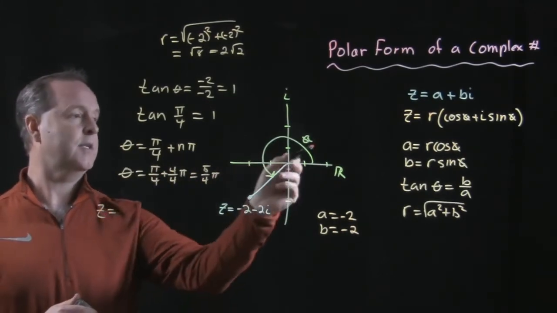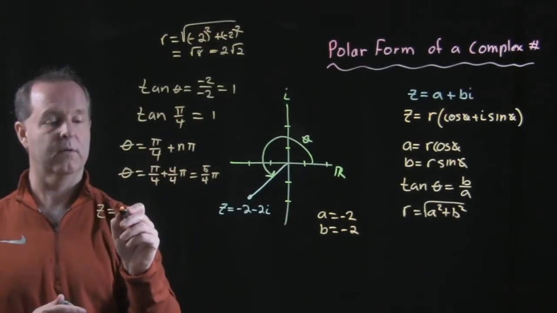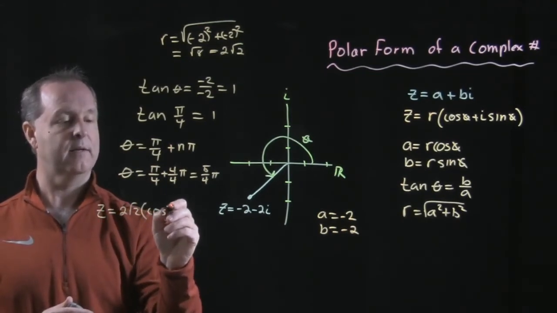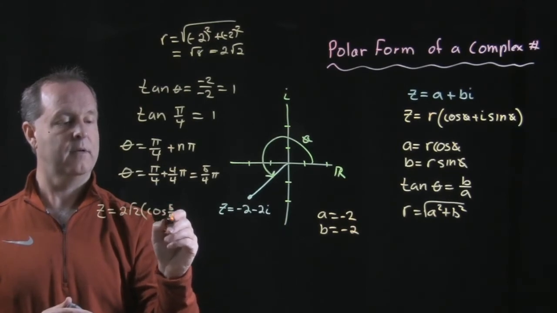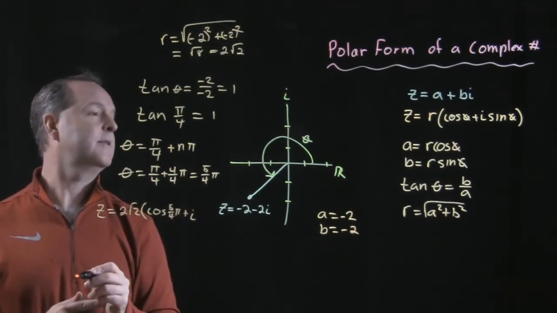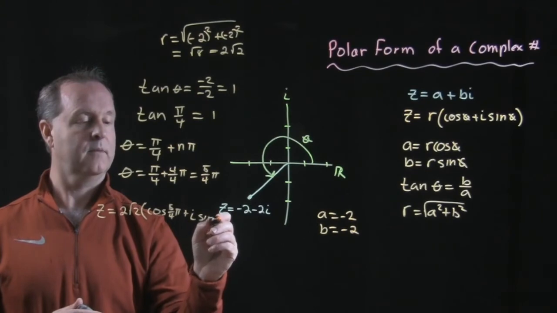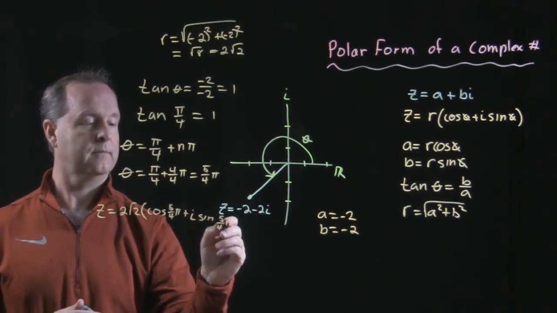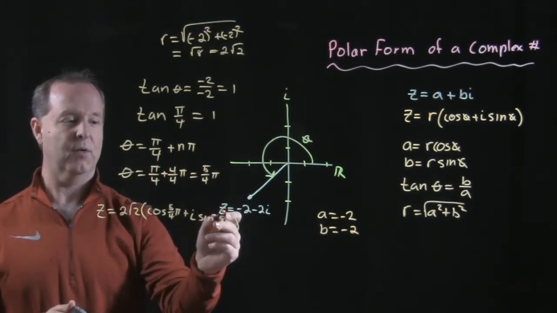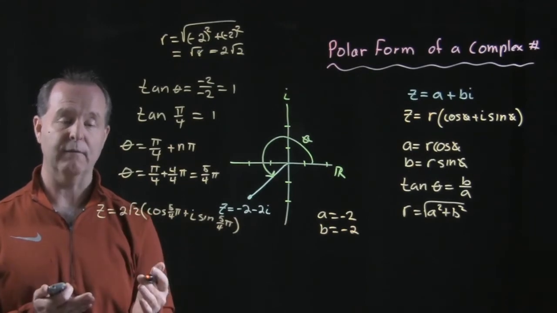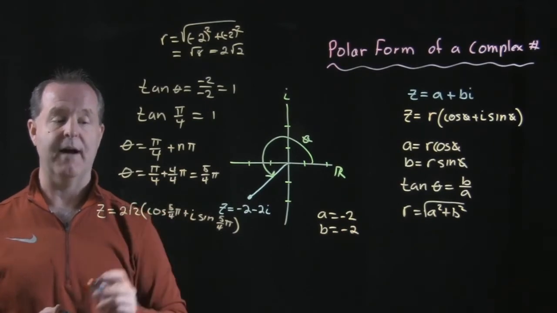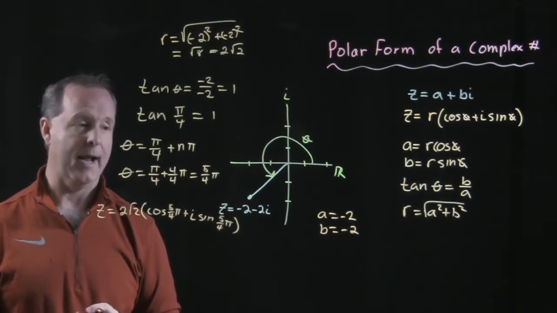So z equals, I start with an r. r was 2 root 2 times the cosine of theta. If I can draw a 5, 5 fourths pi plus i sine theta. And that was 5 fourths pi. It got crowded out by my rectangular form when we did that. So z equals -2 minus 2i in rectangular form is equivalent in polar form to 2 root 2 times the cosine of 5 fourths pi plus i sine 5 fourths pi.